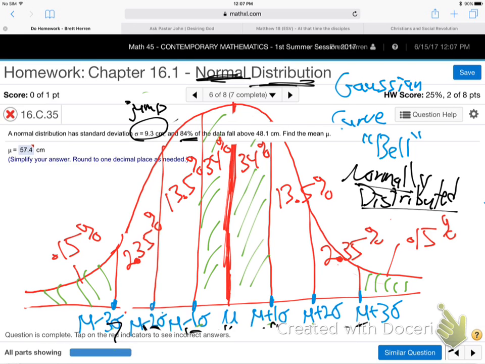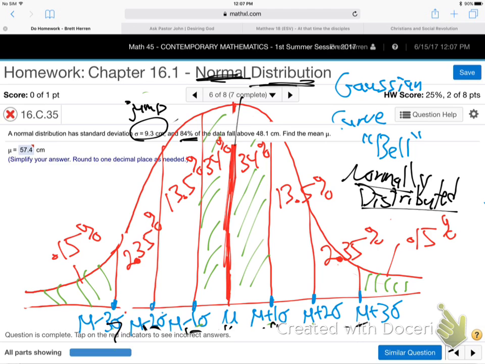Now, if they say 84% of the data, when they're talking percentages, we're looking at these numbers up at the top, right? Because that's where the percentages are. When they say 48.1, guess where that's going to be? Somewhere down in the bottom, because that's not a percentage. You with me? Percentages up top, non-percentages down below. So with that in mind, I'm looking for 84% up here. It's not just one section, it's a combo of several sections. How can I combine several of these percentages and get 84%?